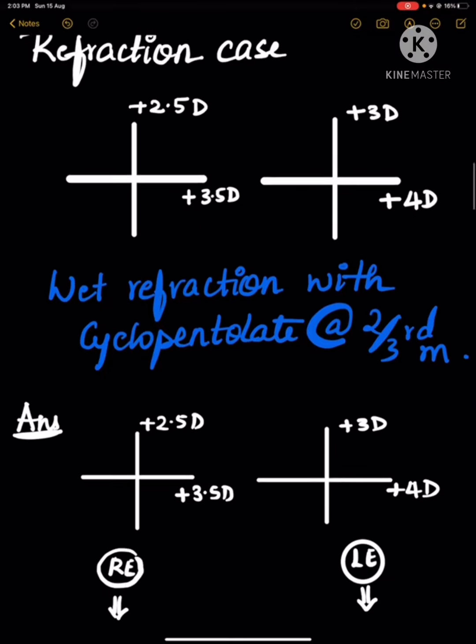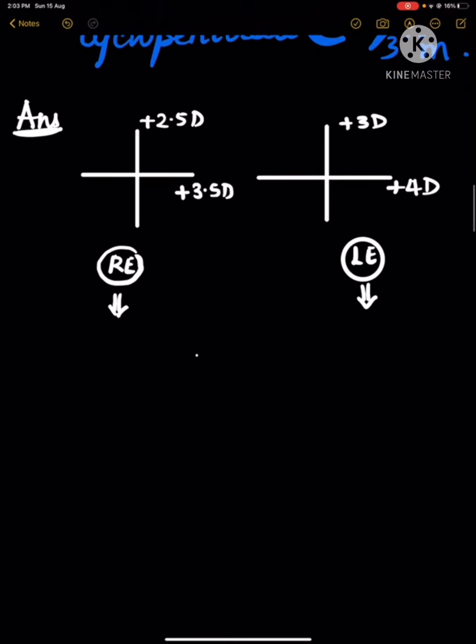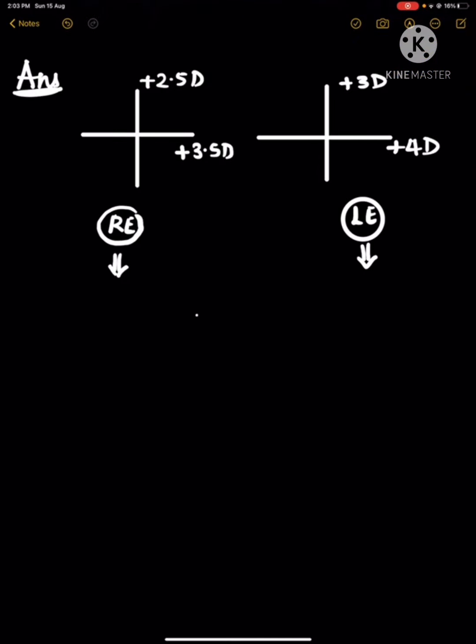Yeah, let's solve this. So the first step would be to directly convert this to a prescription before correcting for cycloplegia and the distance. So let's do it. Now, since both are of the same power, I'll take the smaller one. So I'll take 2.5D sphere.